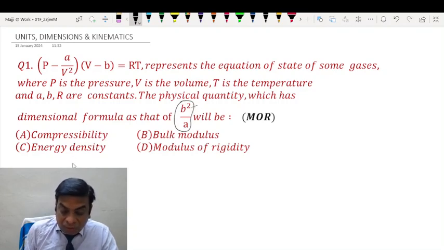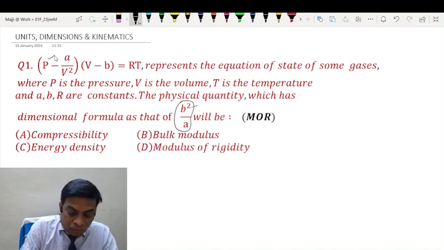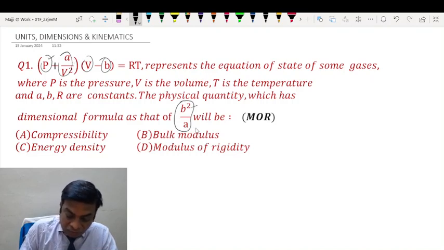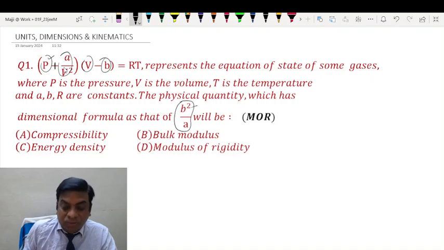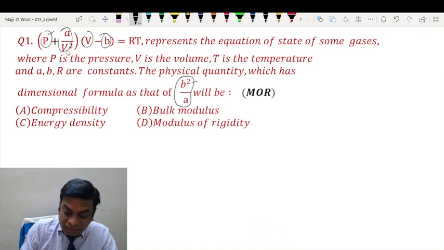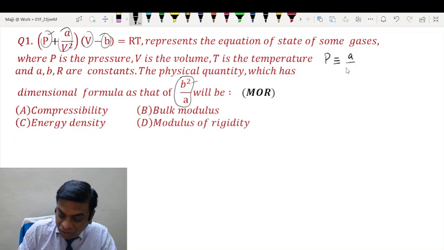four options. Now this question is based on the principle of homogeneity in dimensions, which states that two or more quantities can be added or subtracted if and only if they have the same dimension formula. In order to know the dimension formula of A and B, we will be using this principle. As you can see, pressure is being added to A by V square. So we can write that the dimension formula of pressure is equivalent to that of A by V square. Therefore, the dimension formula of A should be equivalent to pressure into volume square.